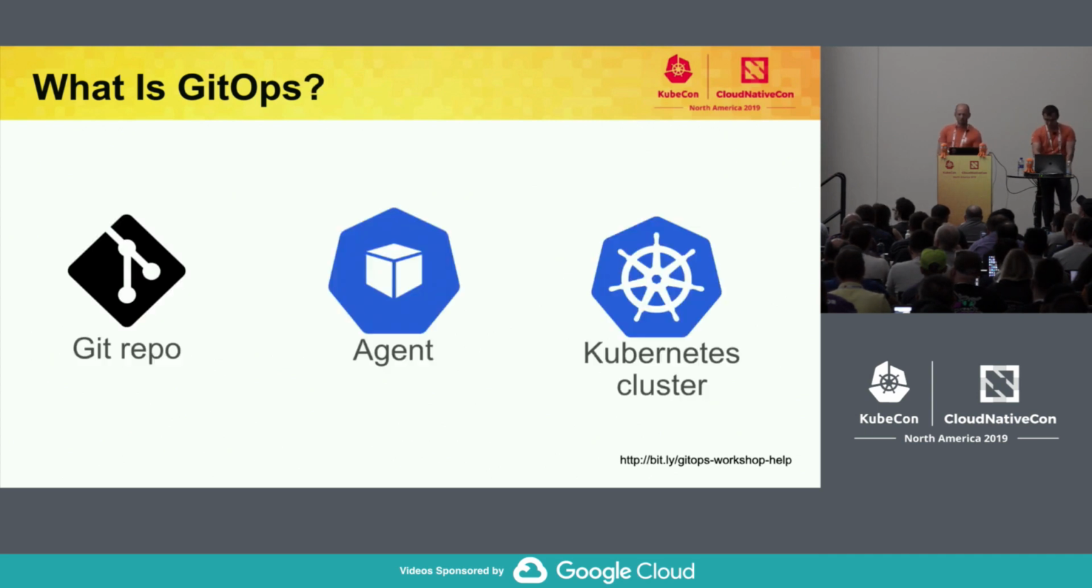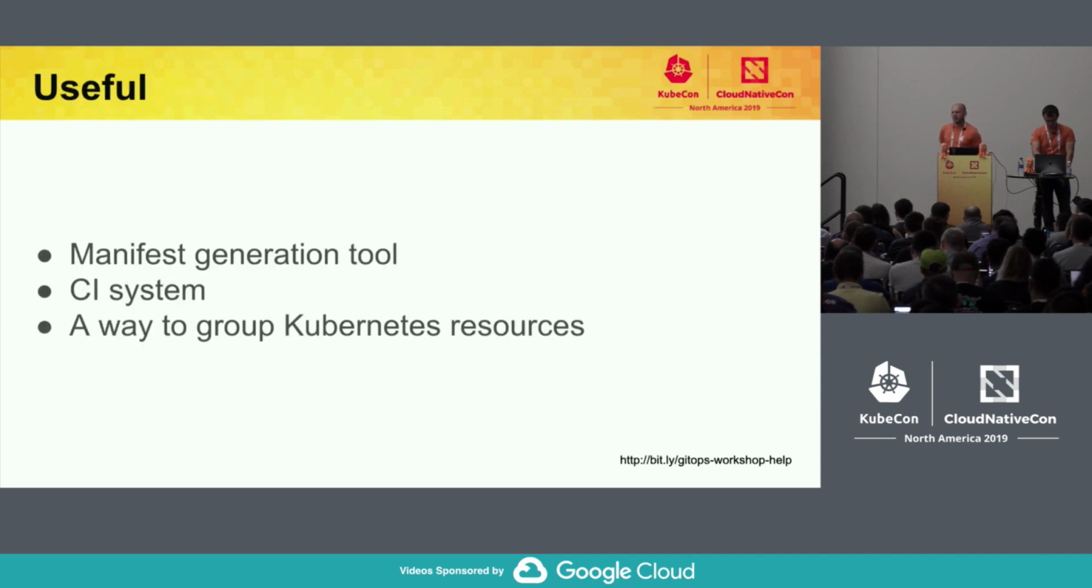Okay. So what does that really boil down to? Just three key components. A Git repository for your manifests, an agent, a tool to get your manifests from Git into the third thing, which is a Kubernetes cluster. And these are just the really three key things you need to know about. But nothing's ever really that simple in practice.